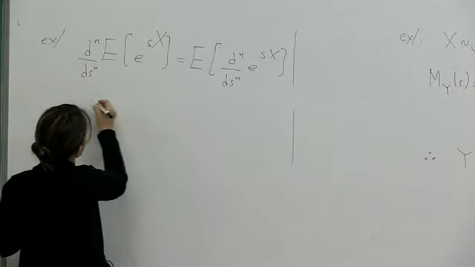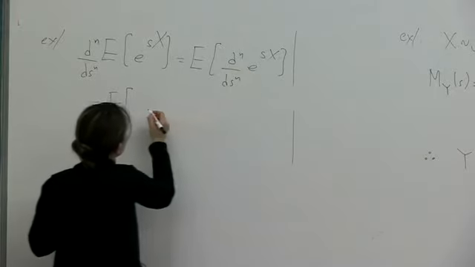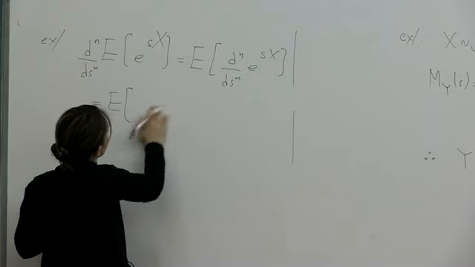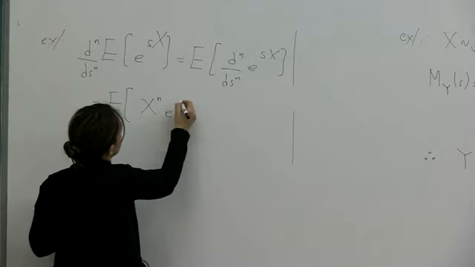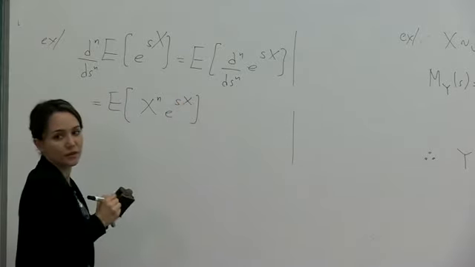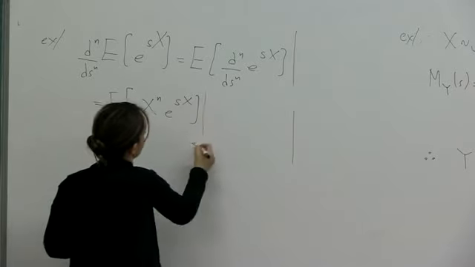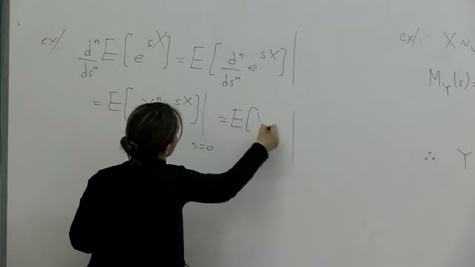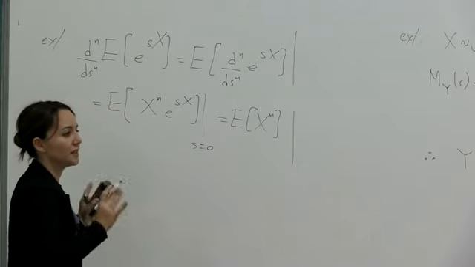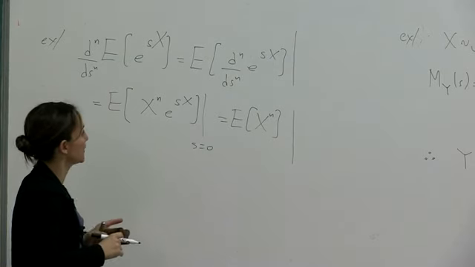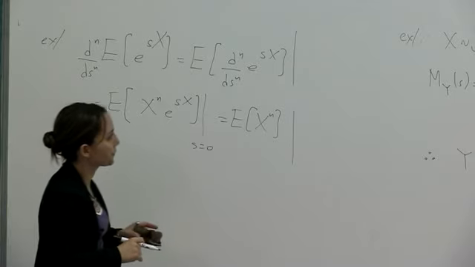And then I get, what is the nth derivative of this? It's going to be X to the n e to the sX, because I'm differentiating with respect to s. Now plug in s equals 0, I get the expectation of X to the n. So if you find this a little fishy, please write it for the discrete and the continuous case separately, and convince yourself that that works out.